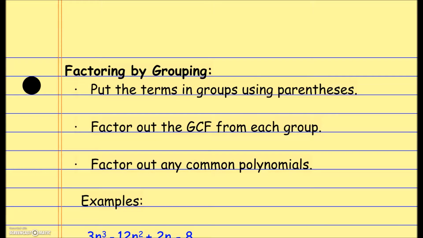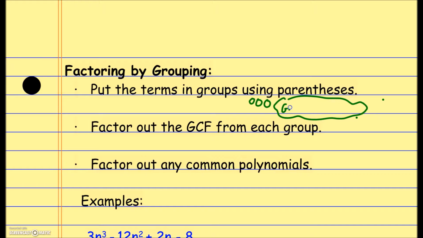Next, we're going to look at factoring by grouping. And factoring by grouping, basically what we do is we put the terms in groups, all right? And typically, we're going to put them in groups of 2. So I'm going to put them in groups, and I just use parentheses to do that. I just kind of section them off. Again, typically, this is groups of 2, all right?